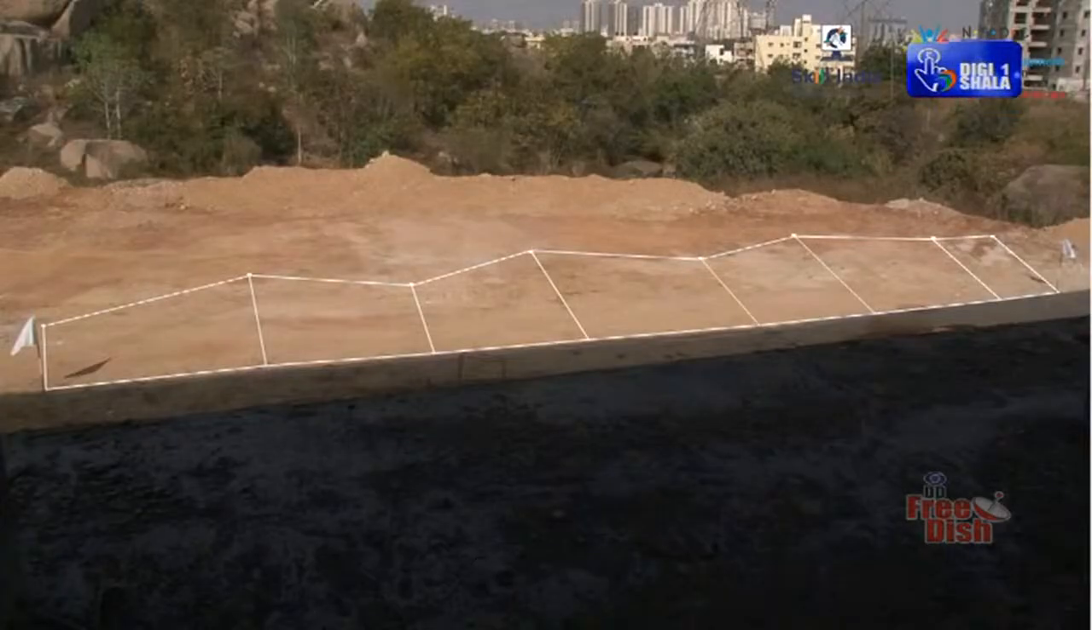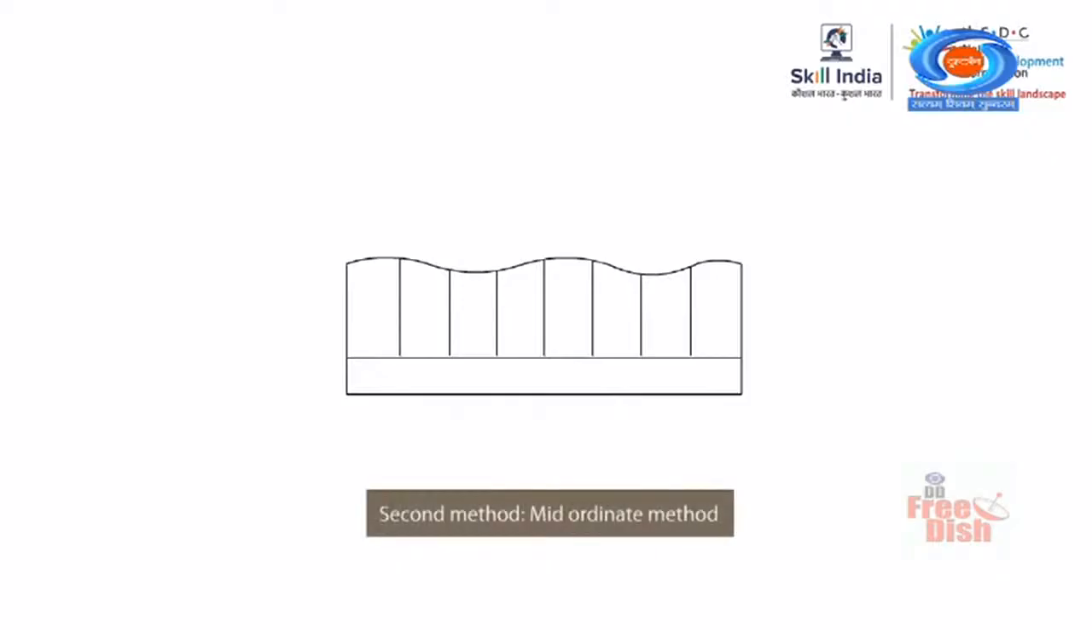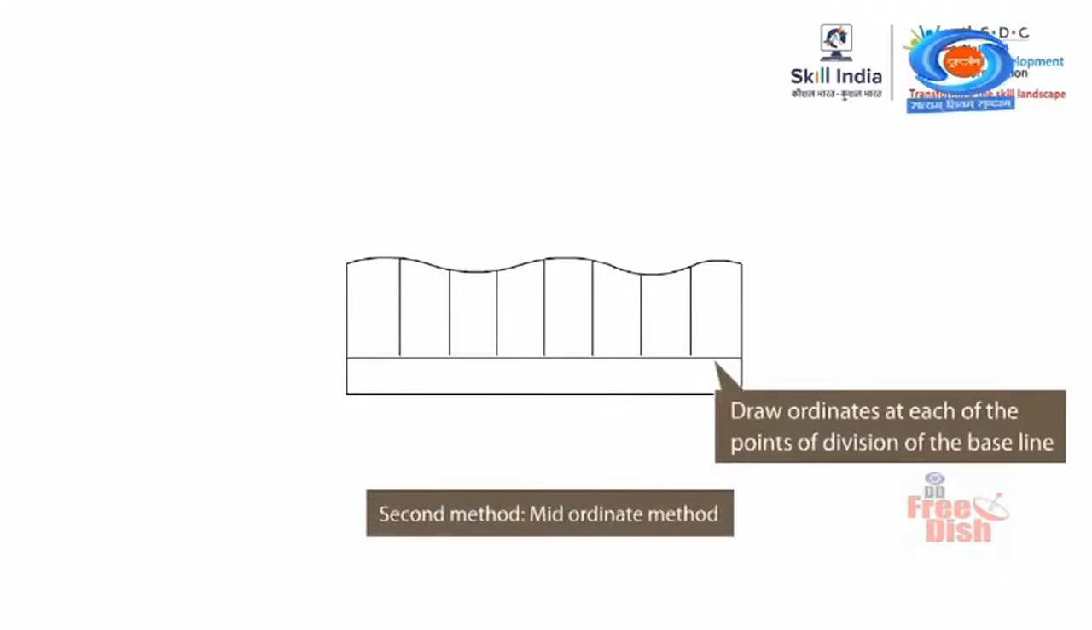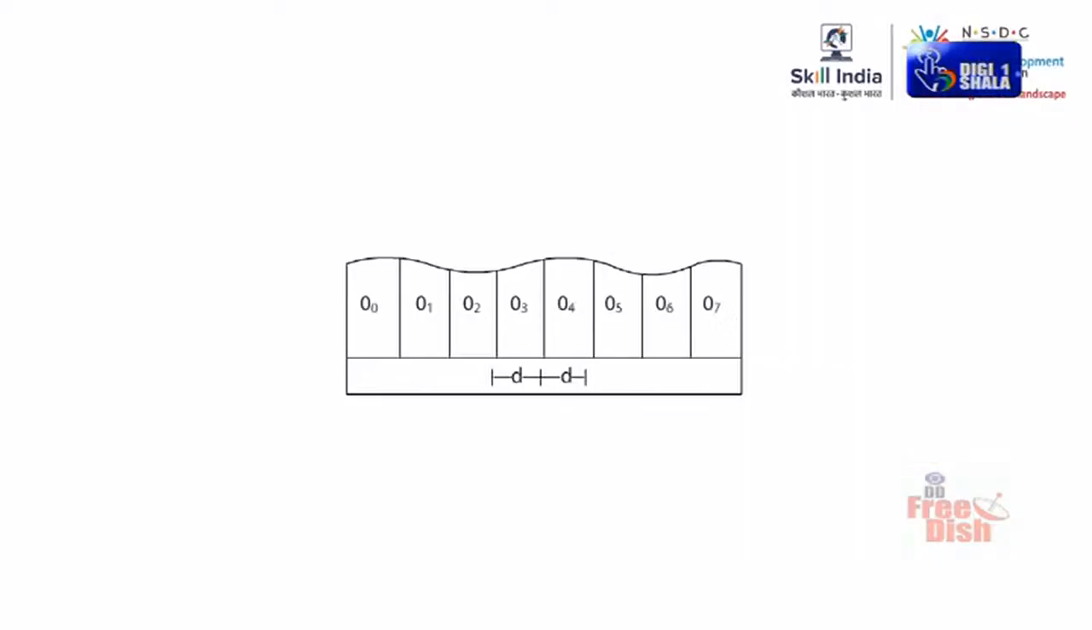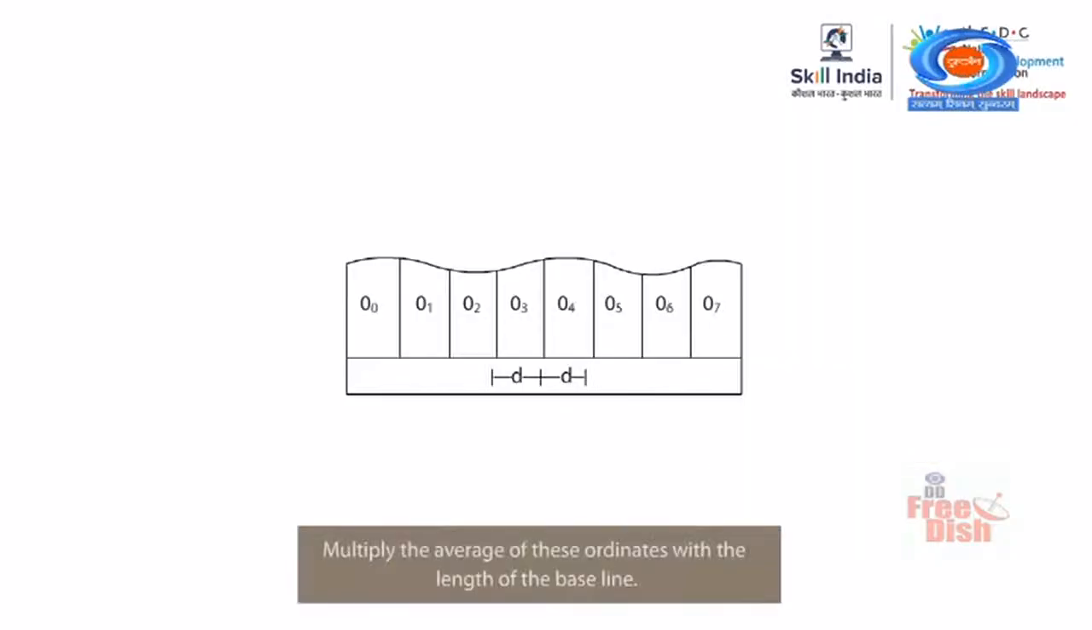Ensure that you take the offsets in such a way that the end of one ordinate is joined to the other by a straight line of the irregular boundary. Once you have the required number of offsets in the area, you can calculate the area with the formula. To follow the mid-ordinate method, you must draw ordinates at each of the points of division of the baseline. To obtain the required area, multiply the average of these ordinates with the length of the baseline.